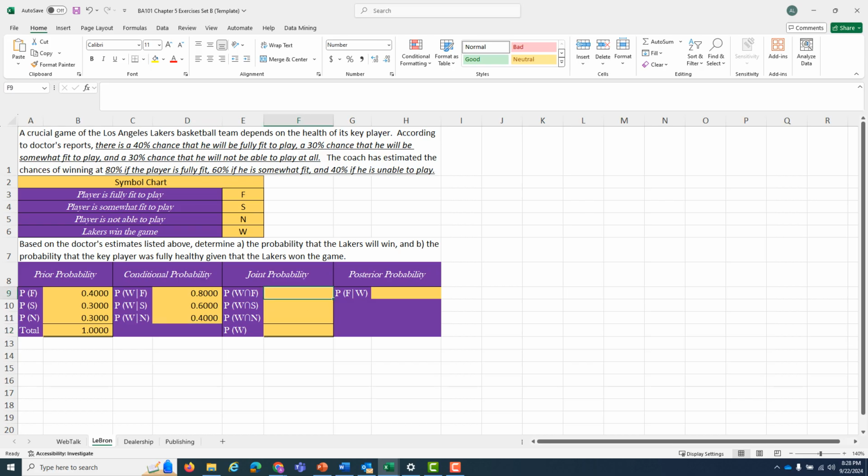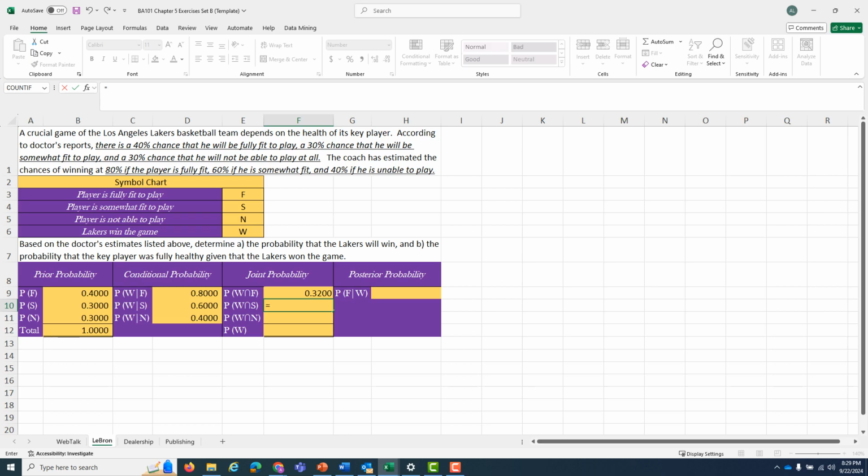What we can do is just multiply them by one another. So if there's a 40% chance that our player is going to be fully fit, and out of that 40% chance, 80% of the time we win, well, that means overall there's a 32% combined joint probability that our player is going to be fully fit and we're going to win the game. What if our player is somewhat fit to play and we still win the game? What's the chance of that happening?